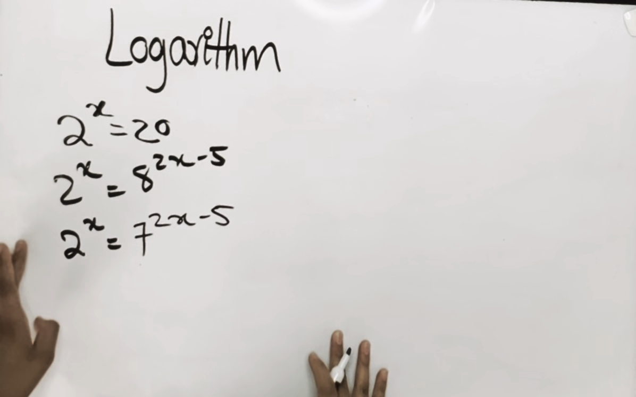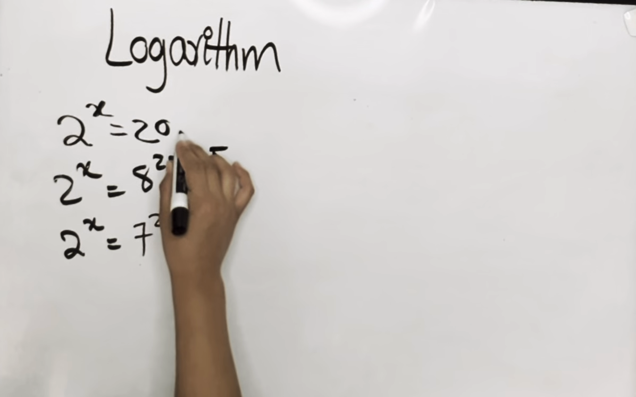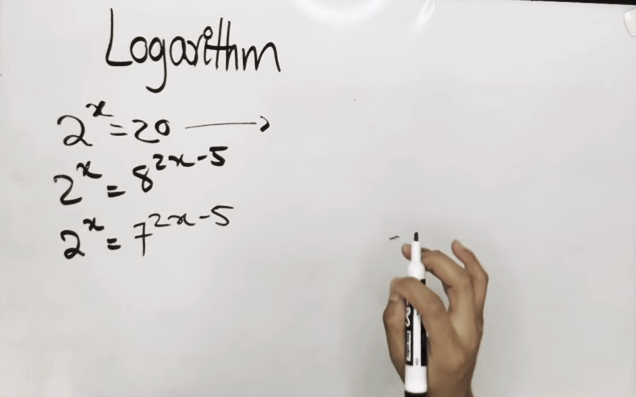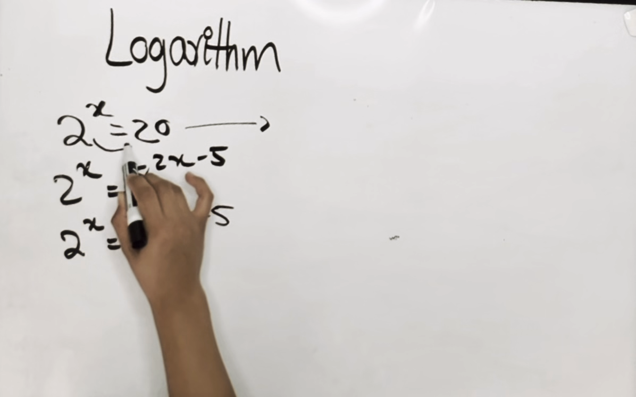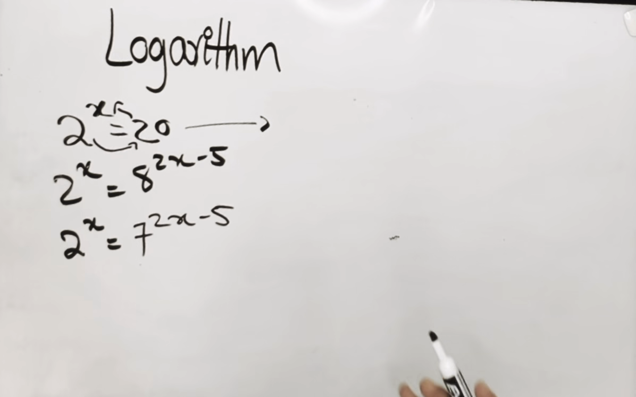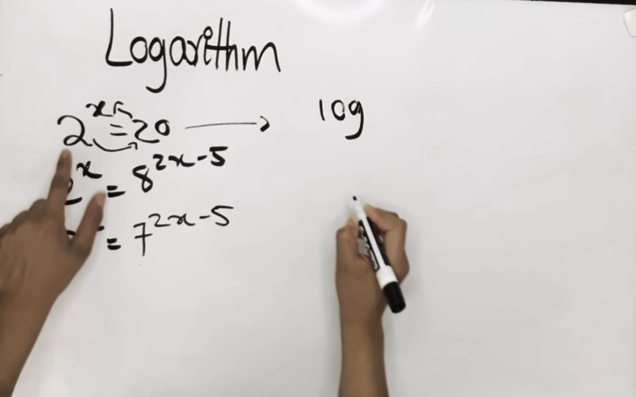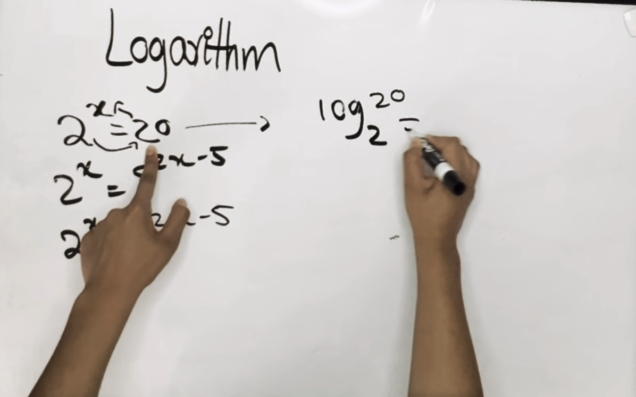For our first example, we have 2 to the x power equals 20. This looks like the first example that I showed you when I was introducing logarithms. So the way we solve it is, again, we use the log function and we use that circle method, which means this is my base, that's my argument, and x is whatever the log is equal to. So it's going to be log base 2 of 20 equals x.